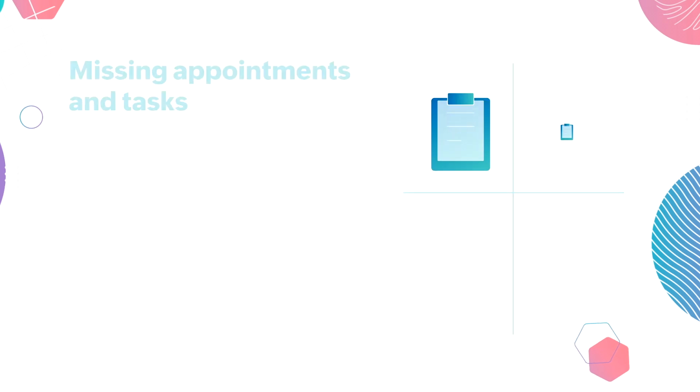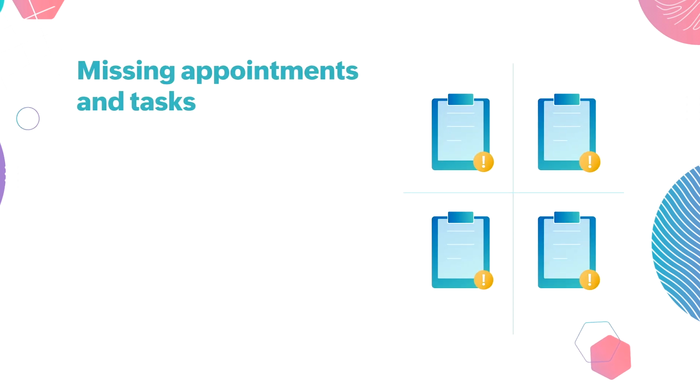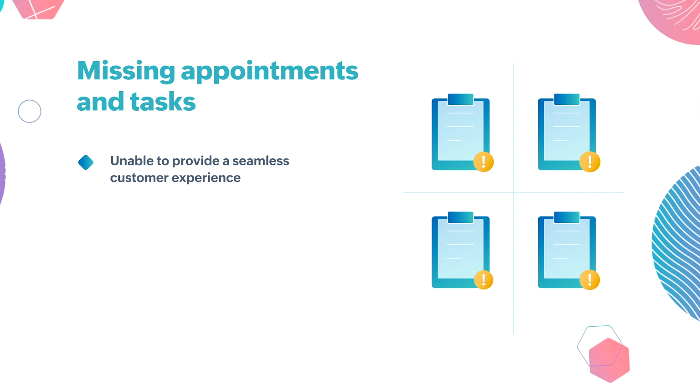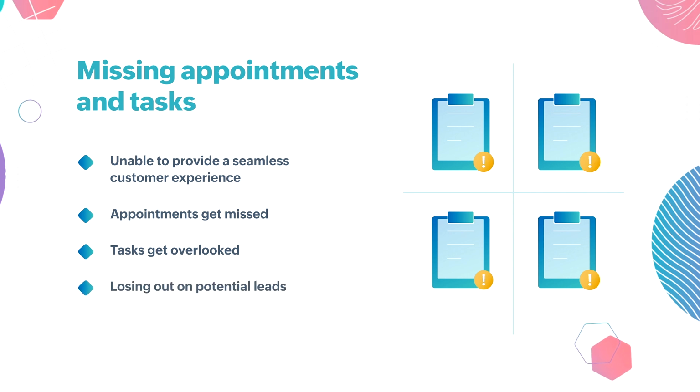Number 6, missing appointments and tasks. Delivering good customer experience requires maintaining consistency, reliability, and timeliness, especially in Roy's industry. If appointments are missed and tasks are overlooked, the likelihood of closing deals with potential leads will take a big hit. So this is a key area that Roy should focus on.